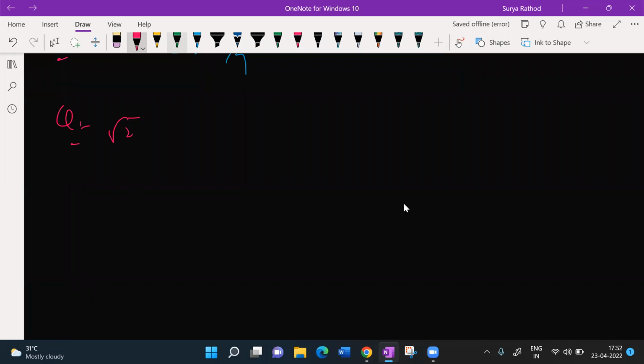What is the value of root 2 actually? It is 1.414. Correct, 1.414. We have a quite interesting method here. Let me tell you one thing. First of all, we have to mark it between 1 and 2.